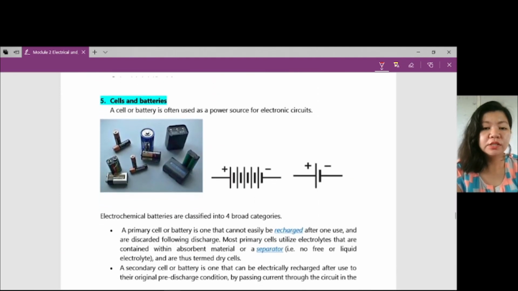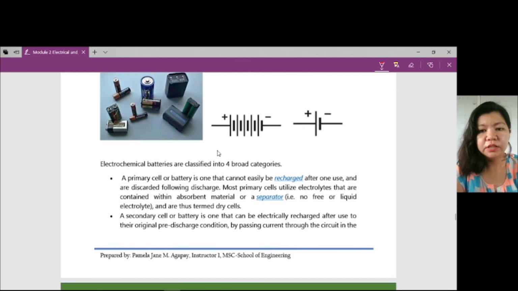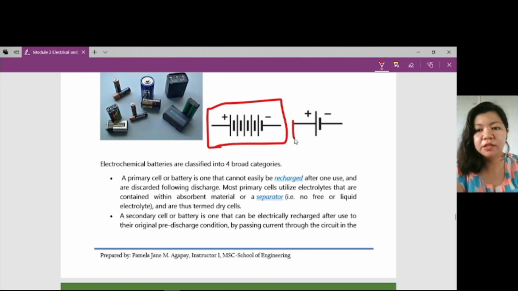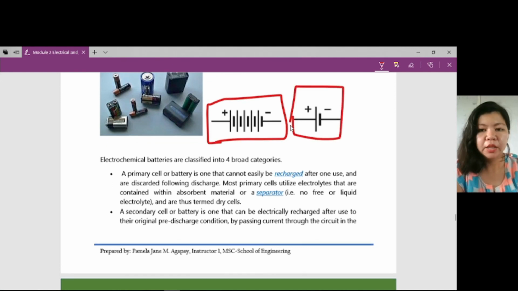So next one is the cells and batteries. So a cell or battery is often used as a power source for electronic circuits. So usually ito yung ilalagay natin pag mag-build na tayo ng ating circuits. So this is how it can be represented. It means this is a multiple battery. Marami itong battery. And then this one is a single battery. The polarity, positive and negative. And we have to take note of that. And I know aware naman kayo kung paano natin i-assign or alin yung positive or negative side of the battery.